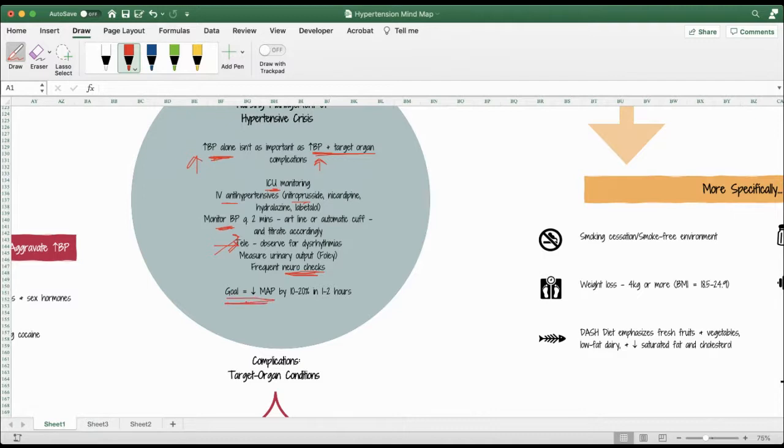The goal is to decrease your mean arterial pressure by 10 to 20% in 1 to 2 hours. If you guys remember, your mean arterial pressure is the average pressure through one cardiac cycle. So from systole, the contraction, the blood's pushed out, the body relaxes, the vessels relax all the way until that preload. That whole cycle, the MAP is the average pressure through that entire cycle.